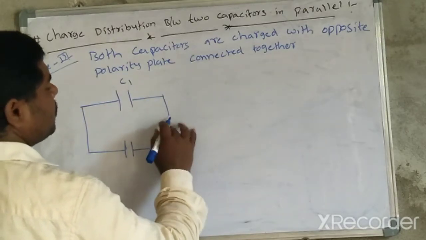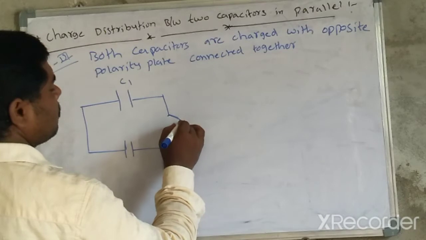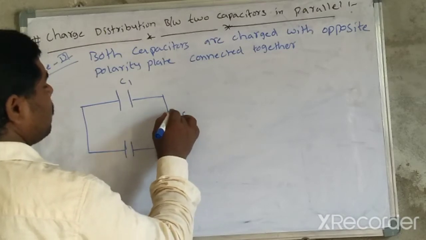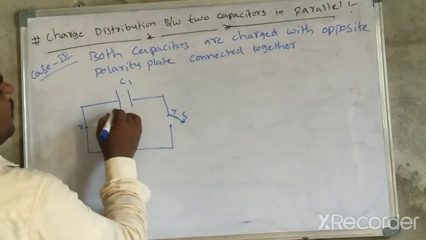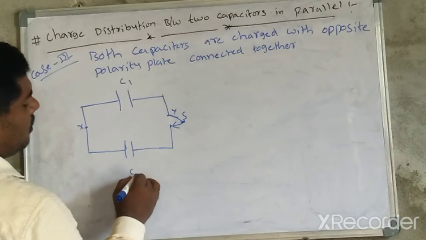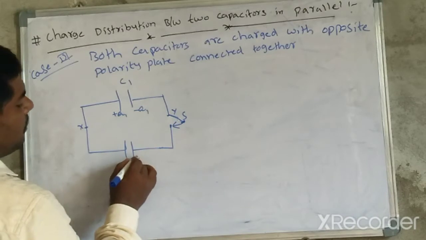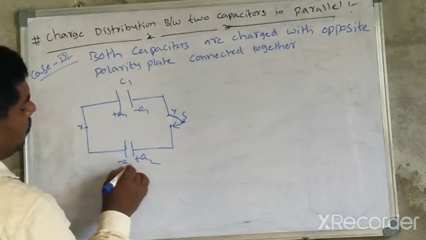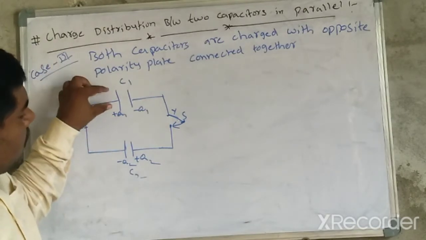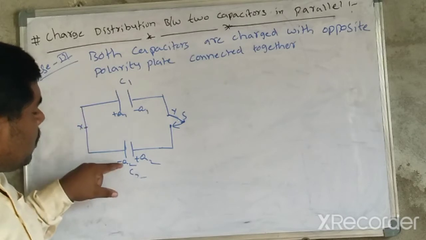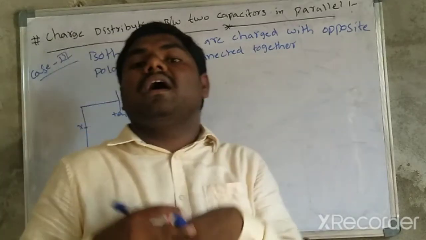Through a switch S, here is Y and here is X, connected like this. Whenever the switch is closed, here is plus Q1, here minus Q1, here plus Q2, here minus Q2. So this one also charges, but the left plate of capacitor C1 has plus Q1 and the left plate of C2 has minus Q2. It means both polarities are opposite.